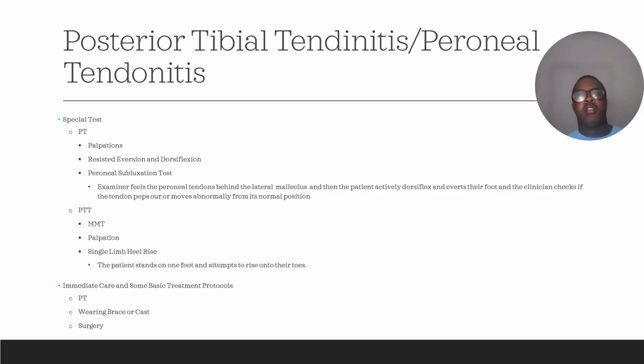While for posterior tibial tendinitis, you can either do manual muscle tests, palpations, or a single limb heel rise, in which the patient stands on one foot and tries to rise on their toes. And for that case, a positive test will be any pain or uncomfortableness.